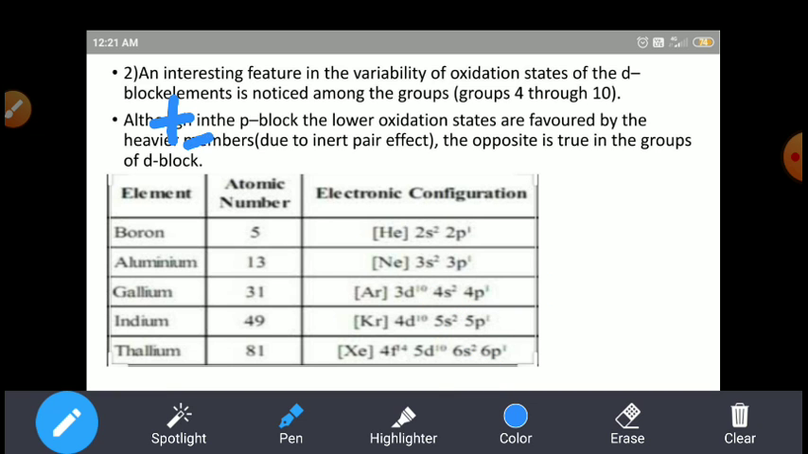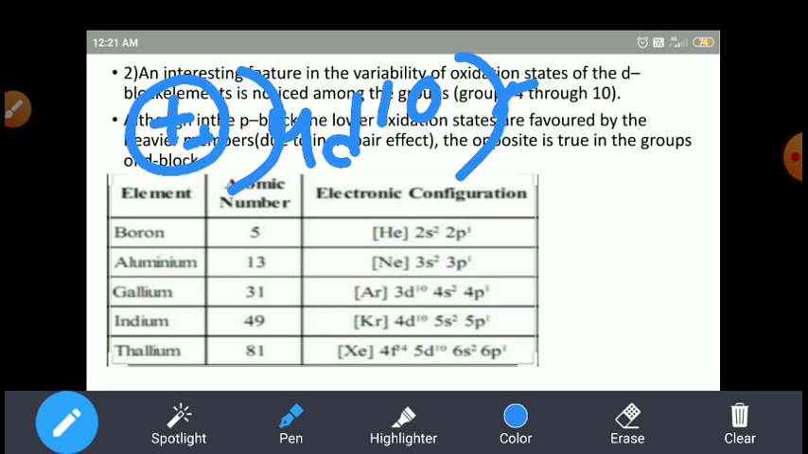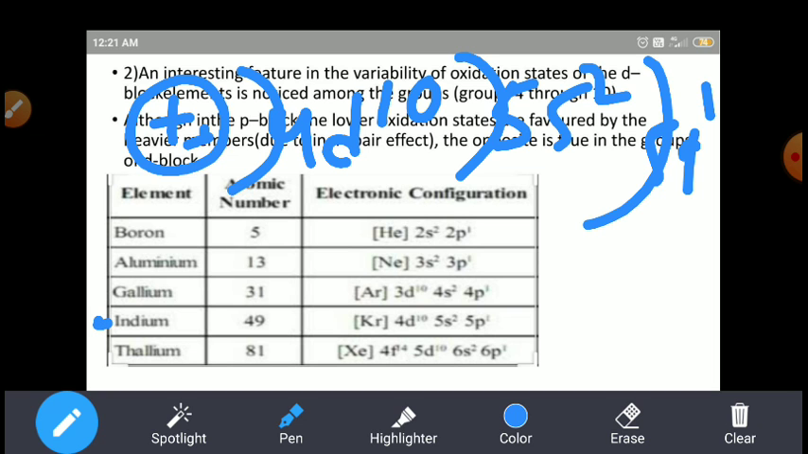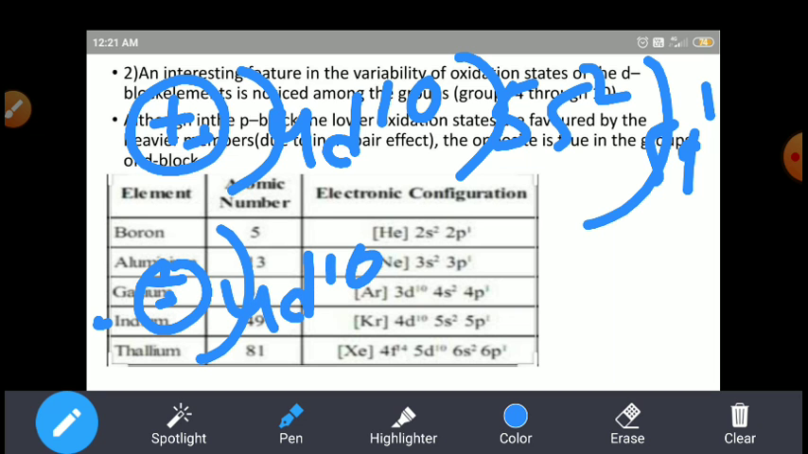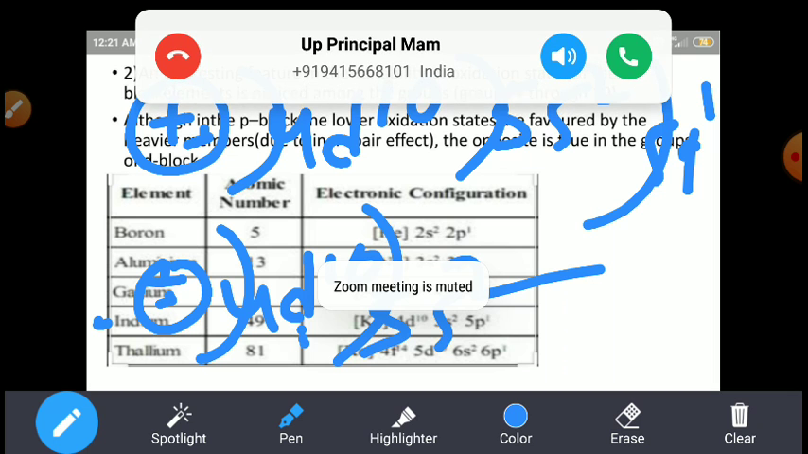Take indium: 4d10, 5s2, and lastly 5p1. Indium releases one electron, then the nuclear charge is again reduced. With 4d10 and 5s2, the d orbital screening effect is less, right?